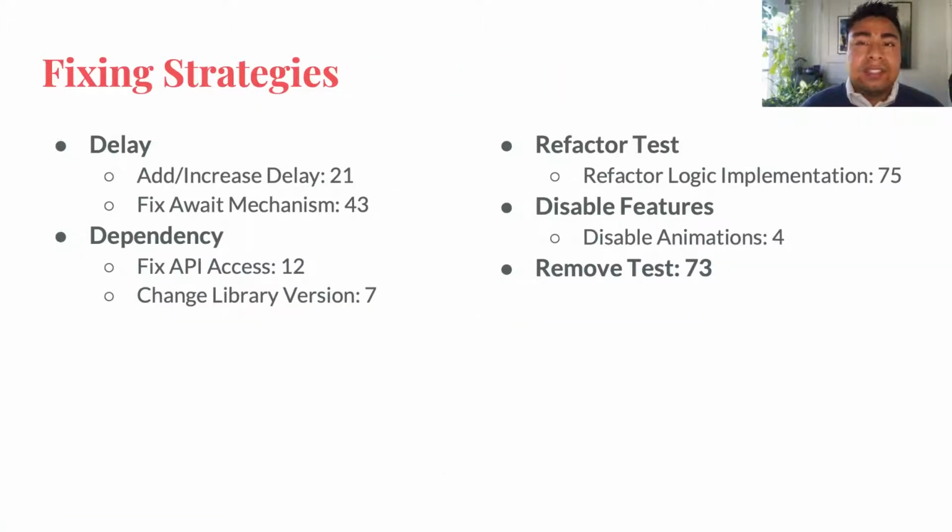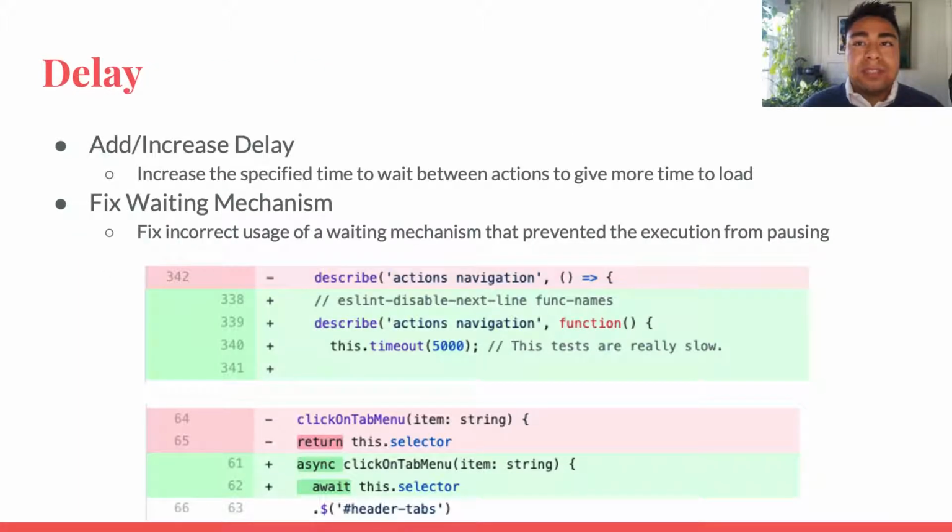Now we'll look at the fixing strategies used to avoid or minimize the flaky behavior. Some fixing strategies focus on the delays used within the tests. These strategies include adding or increasing the delay between actions and fixing the awaiting mechanism so that the execution is actually paused, as shown in the examples below.